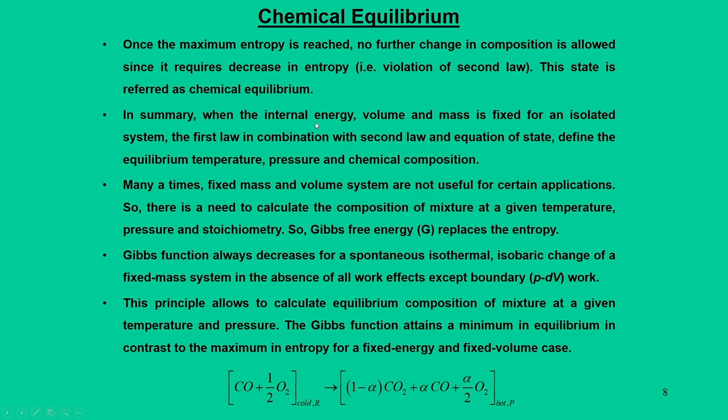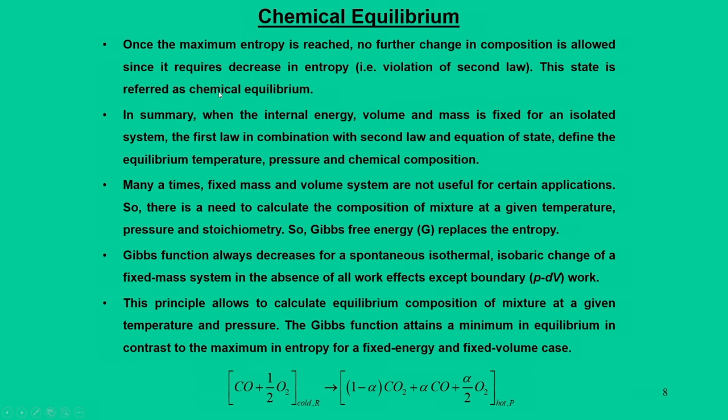Now, there are two ways to look at it. One is fixed internal energy, volume and mass for an isolated system. The first law, second law and equation of state combination decides the equilibrium temperature, pressure and chemical composition. But many times, when the information about volume or mass is not known, we can have fixed temperature, pressure and stoichiometry, and then people use the Gibbs function or Gibbs free energy in place of entropy.